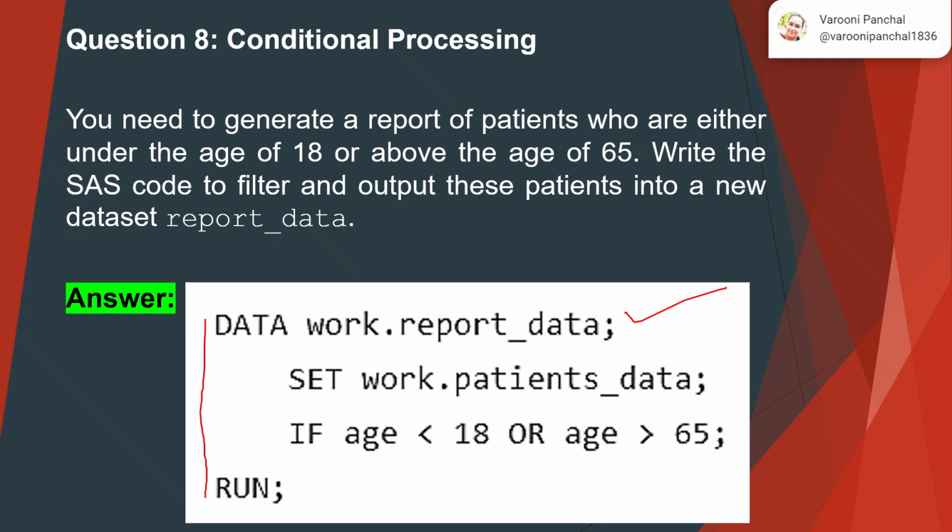Then we are setting the original data, which is from patients_data, and a very simple kind of if statement that we will include: if age is less than 18, or age is greater than 65. Only keep those records in the report_data set, right? So this is the answer.